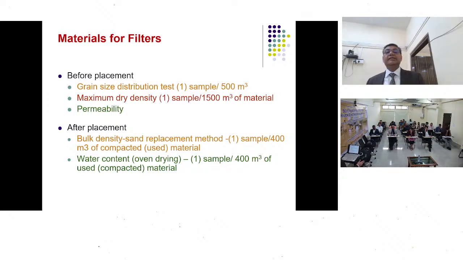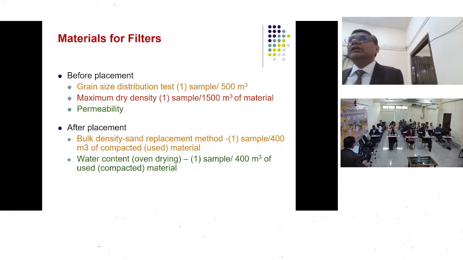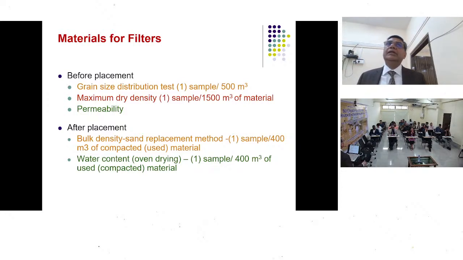Bulk density by sand replacement method. Why by sand replacement method? Not by core cutter method. You can evolve the density by core cutter also and by sand replacement. Why do we prefer sand replacement for filter materials, and not core cutter method, because they are granular materials. So you cannot contain them in a core cutter.